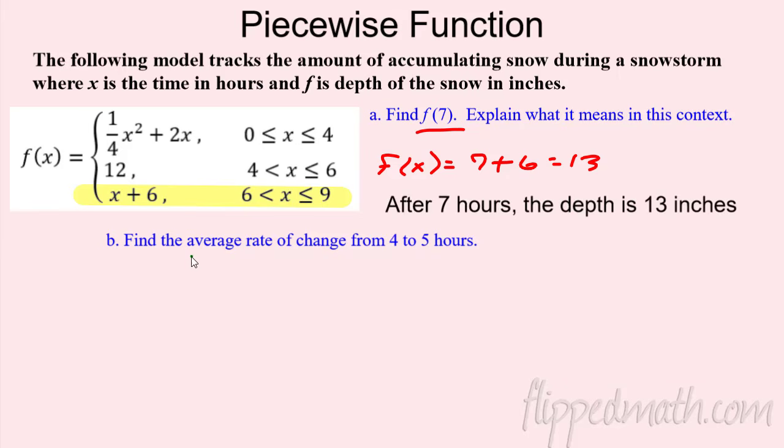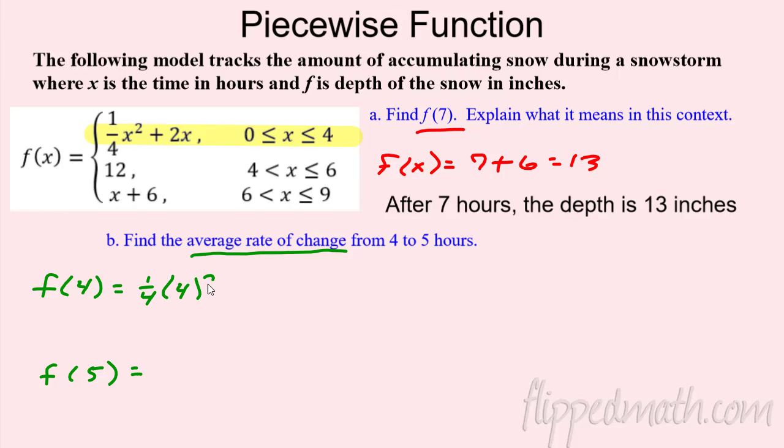Awesome. So now let's find the average rate of change between 4 and 5 hours. So I need to know, hey, if I put 4 in, what comes out? And then I need to know, if I put 5 in, what comes out? And then I can find the average rate of change of the two. So when I'm looking for 4 hours, I'm going to scroll up to this first top part of the piecewise function, that quadratic there, because it's inclusive of 4, so we're going to put 4 in there. So this will be replace all your x's with 4. Throw it in there like this.